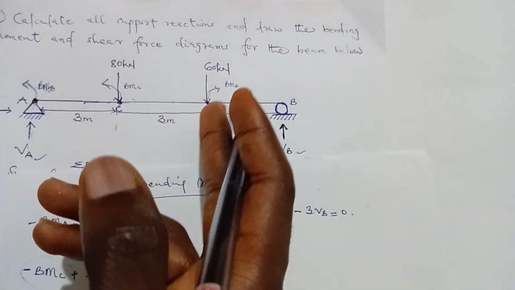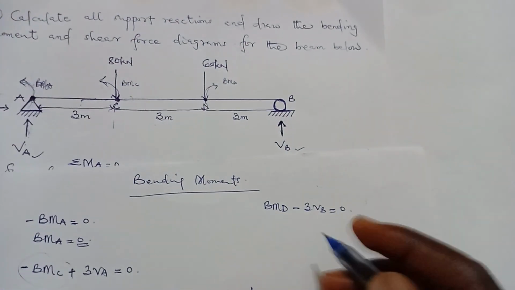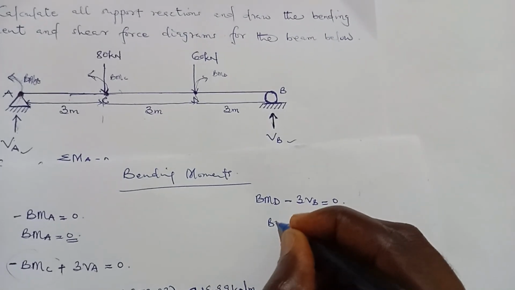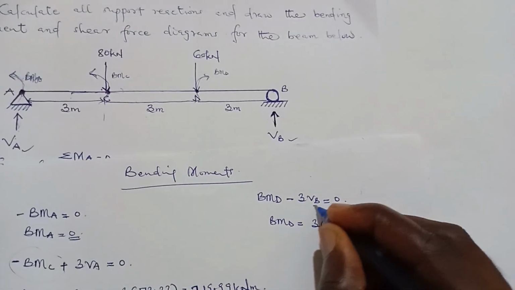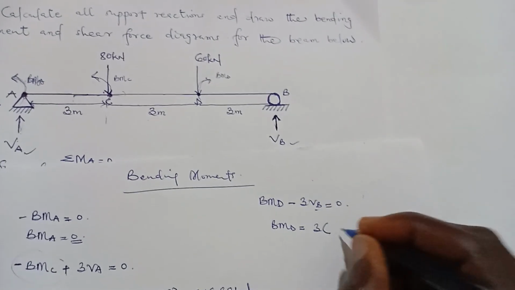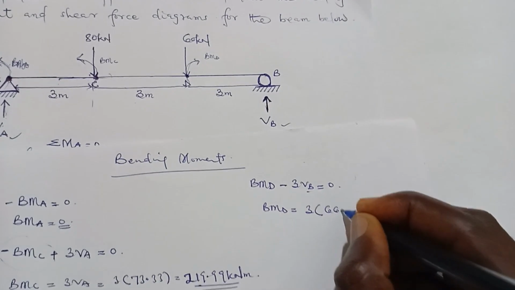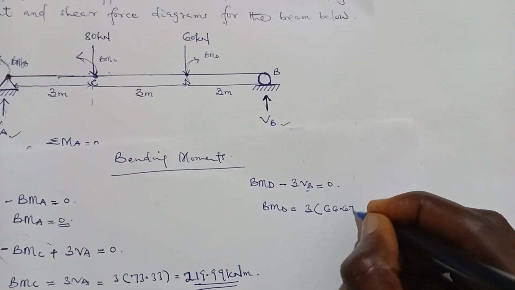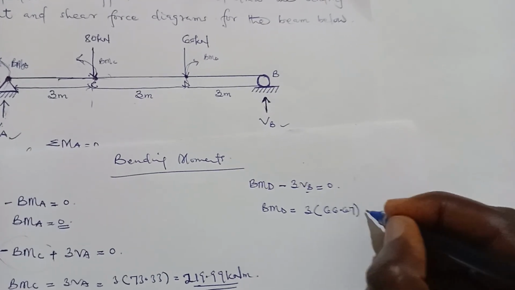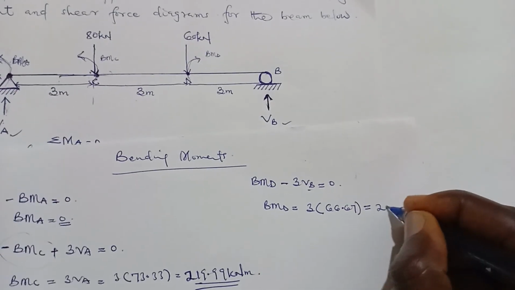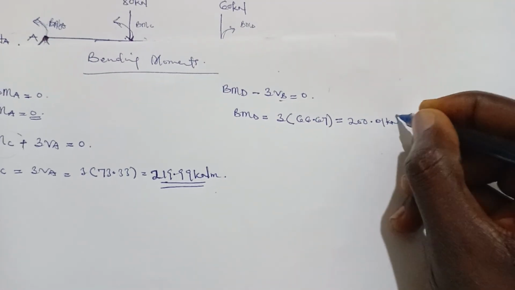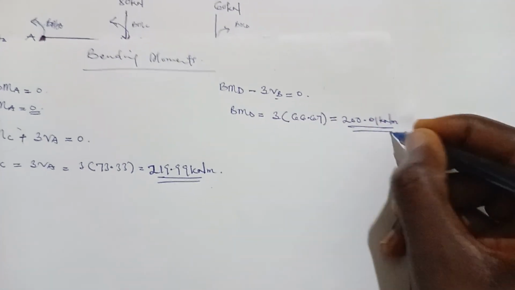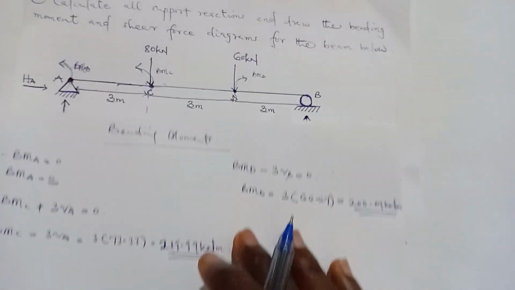So you can choose to take your left and solve, you still arrive at the same answer. So BMD is equal to 3 multiplying VB. So I've moved it to the other side. VB was 66.67. And this will give me 200.01 kilonewton meter. So that's the bending moment at point D.